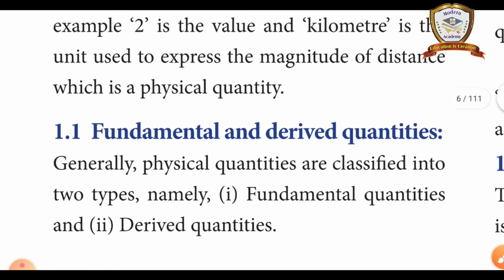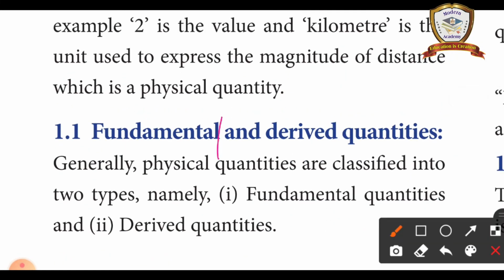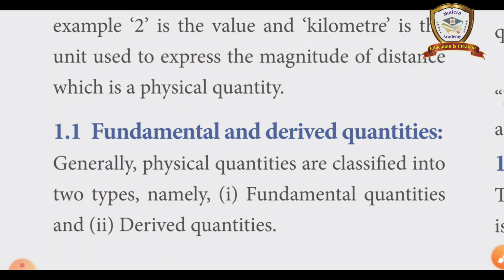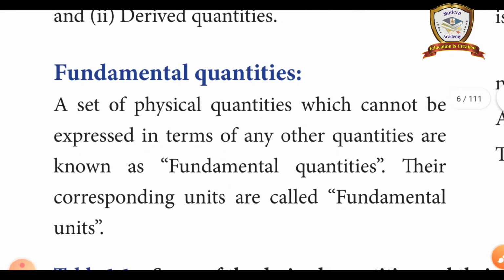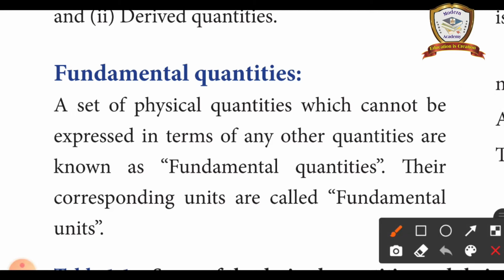Next, fundamental and derived quantities. Generally, physical quantities are classified into two types, namely fundamental quantities and derived quantities. Fundamental quantities: a set of physical quantities which cannot be expressed in terms of any other quantities are known as fundamental quantities. Their corresponding units are called fundamental units.